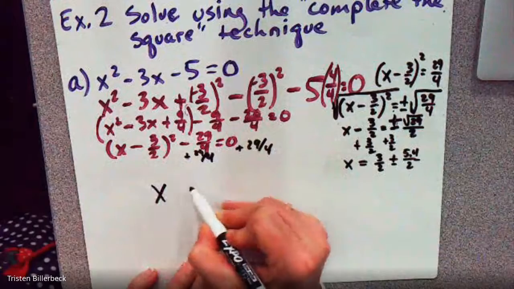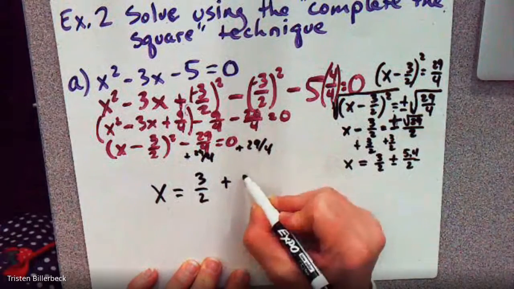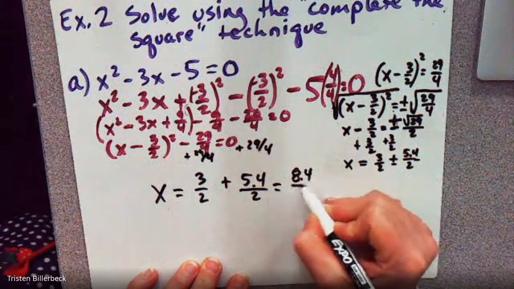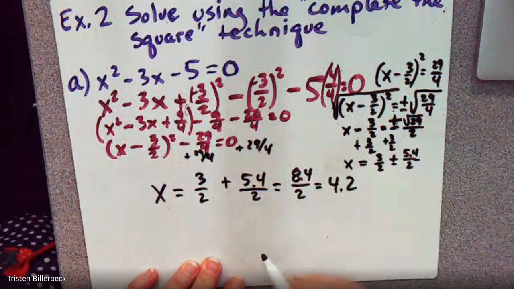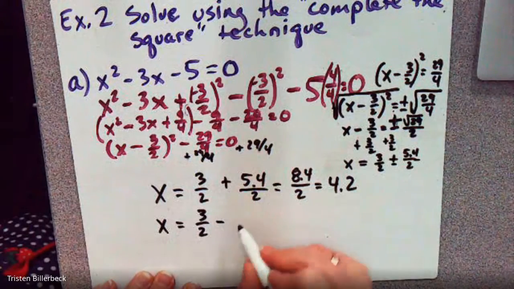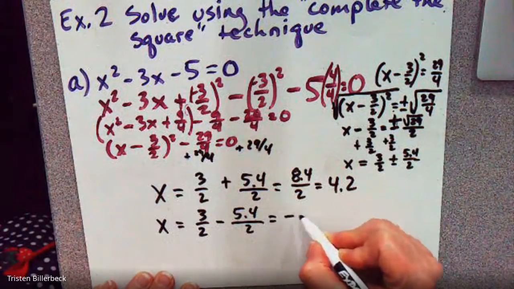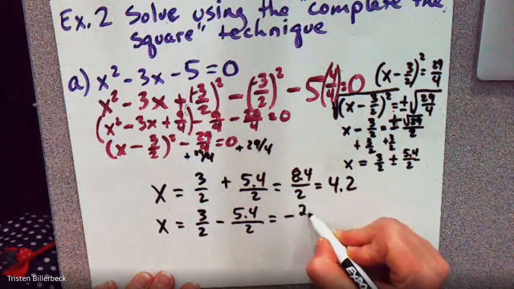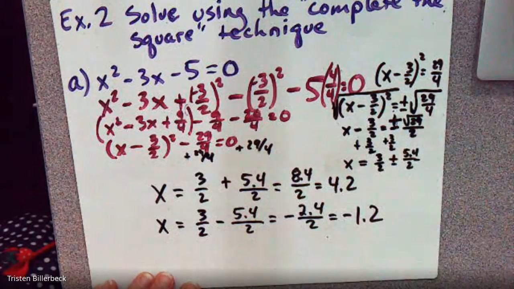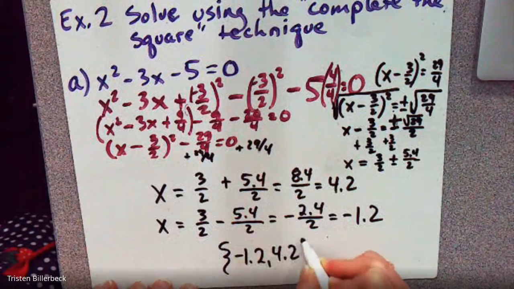So that gives me x equals 3/2 plus 5.4 over 2, which is 8.4 over 2, which is just 4.2. Or we have x equals 3/2 minus 5.4 over 2 equals negative, and that's going to be 2.4 over 2, which is negative 1.2. So we have two answers here: negative 1.2 and 4.2.